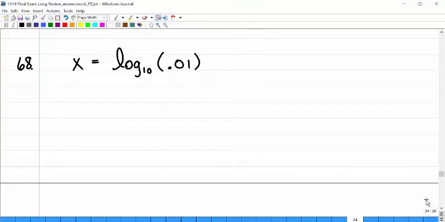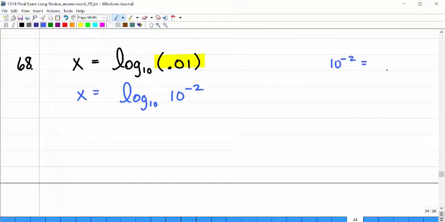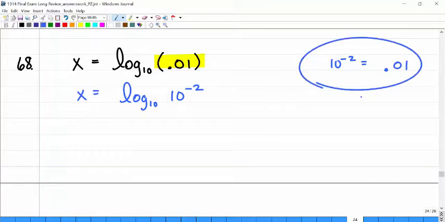Number 68 says to solve the equation log base 10 of 0.01. So if x equals log base 10 of 0.01, I'm going to write 0.01 as a power of 10. So I have x equals log base 10 of 10 to the negative 2, because 10 to the negative 2 is 0.01. Okay, what is log base 10 of 10 to the negative 2? It's just negative 2.